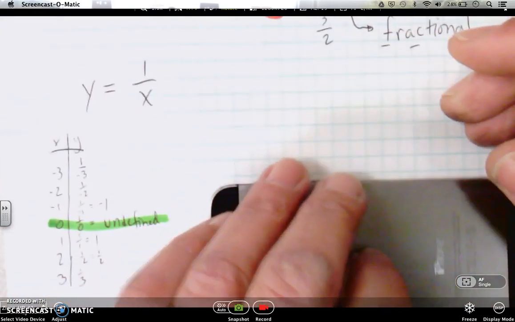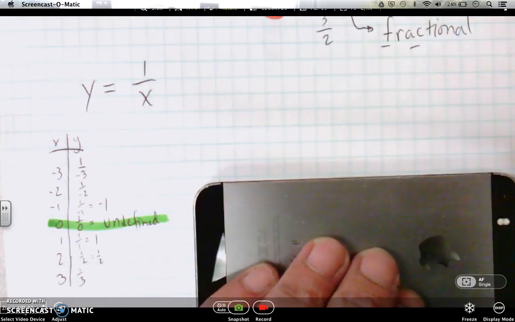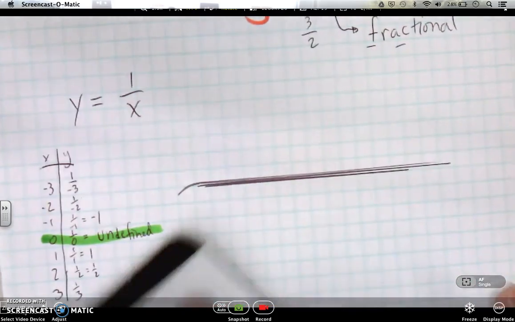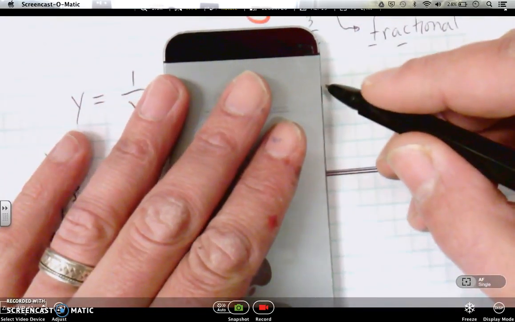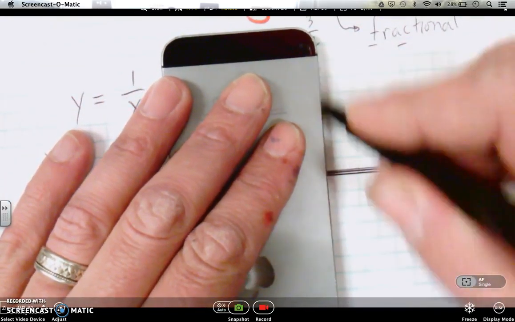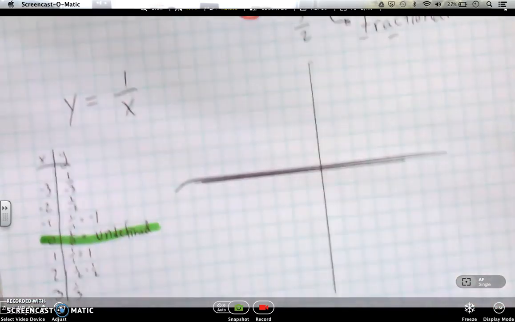If you're going to graph, you want to make sure you have a nice straight line. If you don't have a ruler, then use anything that's straight. Today I'm using my cell phone. That's a little bit too dark. Oh well, I don't feel like redoing it right now. So here's what we got.